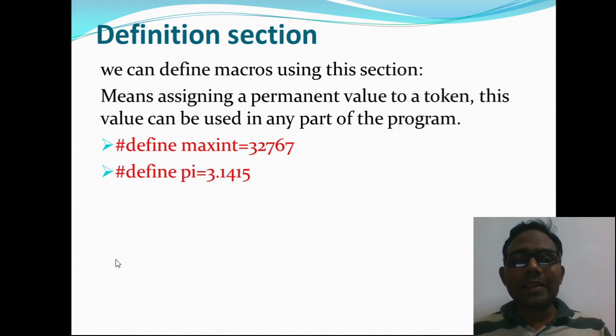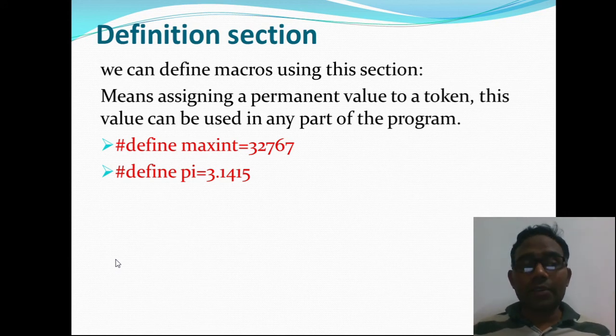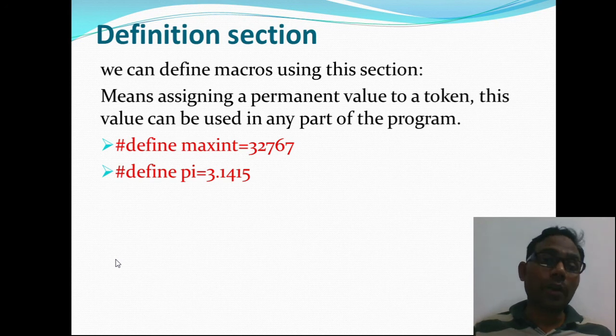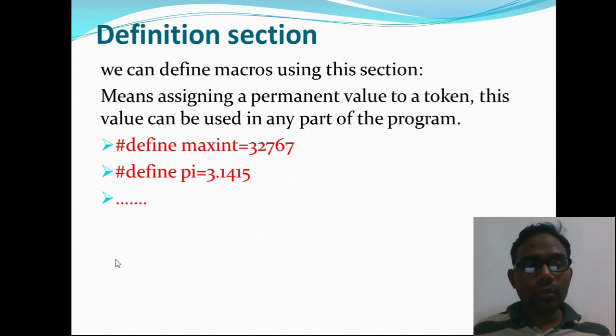Pi is a macro here, or a constant, a permanent value. Wherever PI is there, at the time of execution, it will be expanded or converted into 3.1415, and so on.